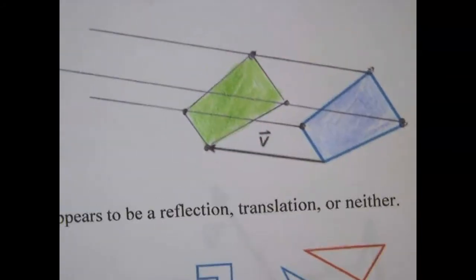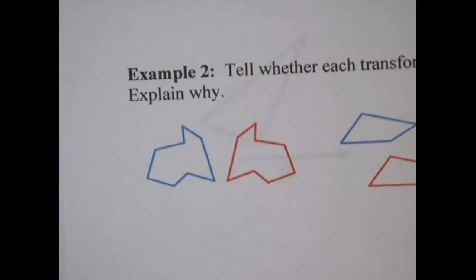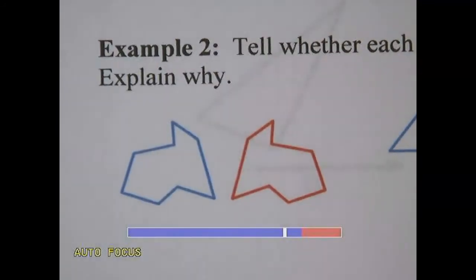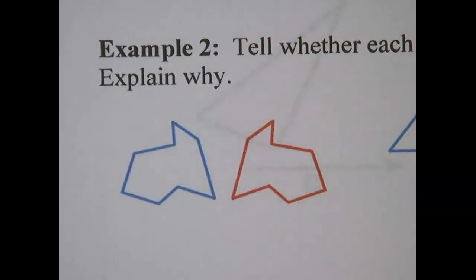Okay. One more type of question here, and that's just to look at a couple of pairs of images and decide whether or not they look like they are either reflections or translations. And if they're reflections, we should draw the line of symmetry, and if they're translations, then we should draw the vector. Okay, so this first one is a reflection. I'm going to pause it and let you try these.